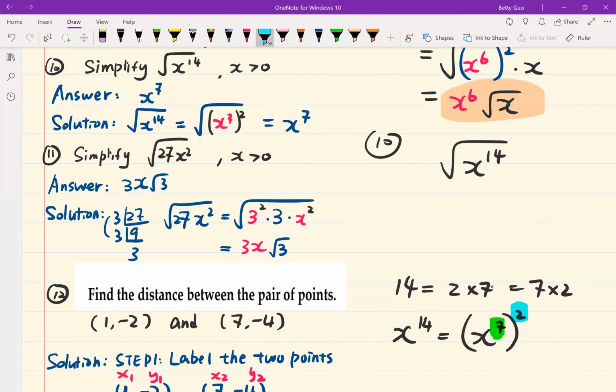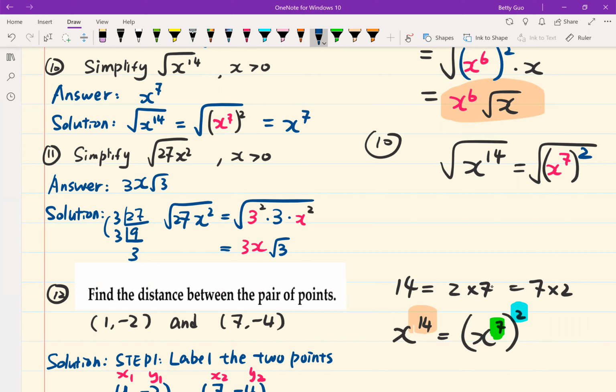7 times 2 is 14. So we're going to write the radicand x to the power of 14 as x to the power of 7, and then to the power of 2. Yeah, because the base x to the power of 7 in red has a square on its shoulder.